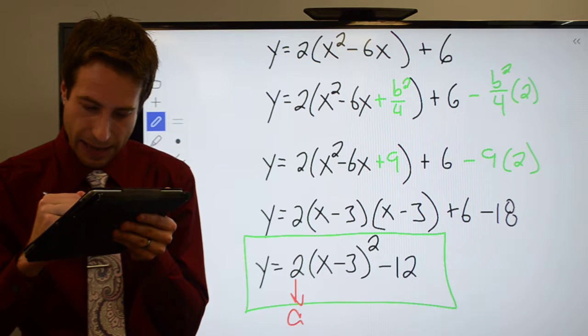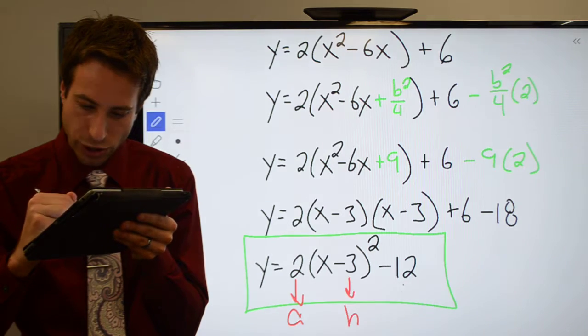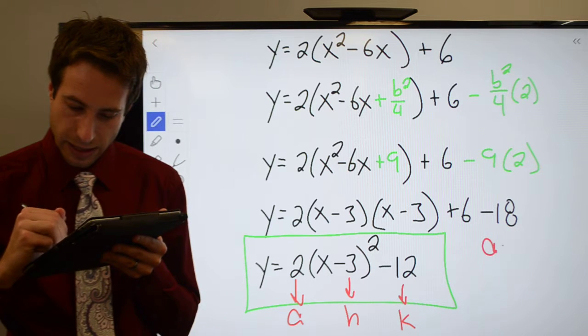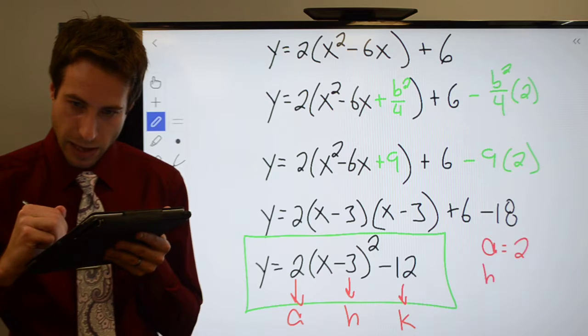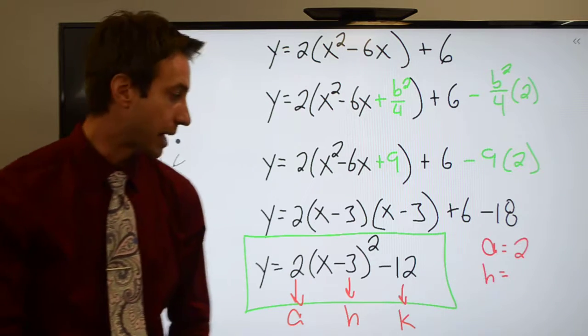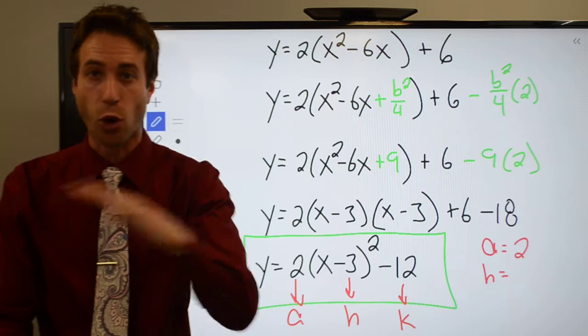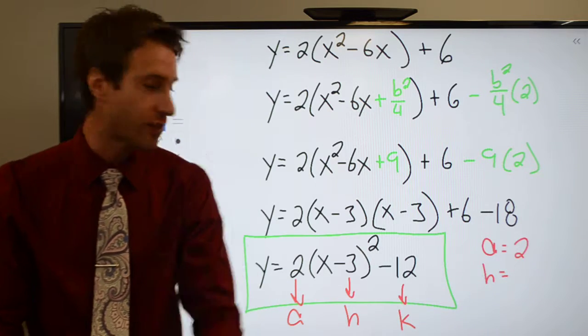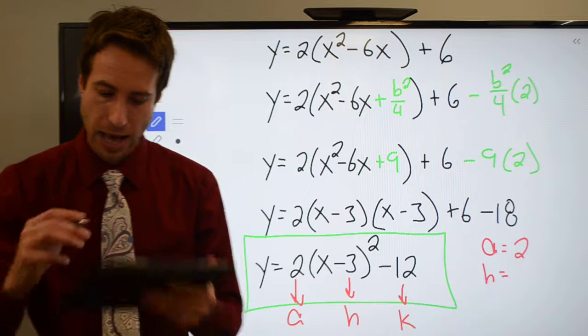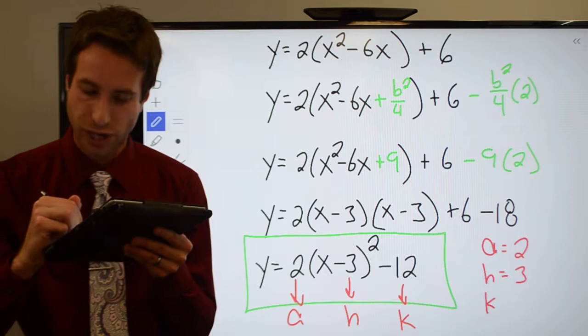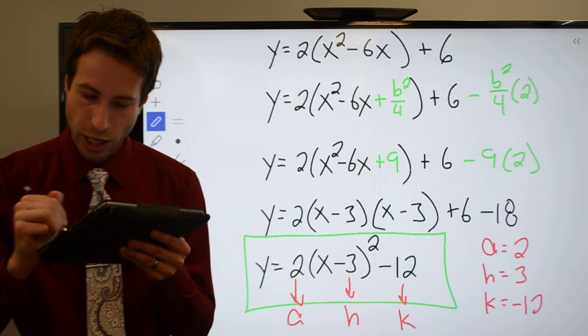There's my A, there's my H, and there's my K. So A is equal to 2. H is equal to, keep in mind, remember that we have to switch the value of H, the horizontal transformation. Since it's a minus 3, I will have a plus 3. And my K, the vertical shift, is minus 12.